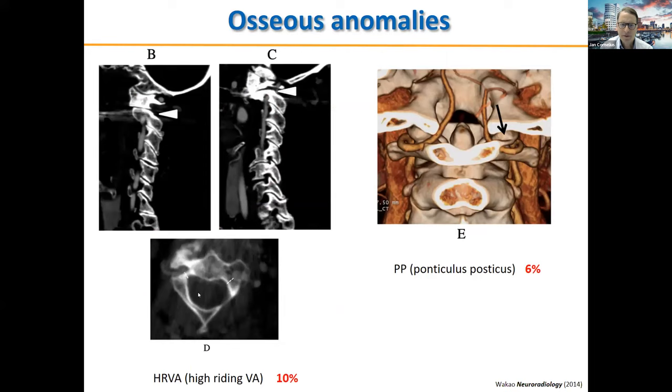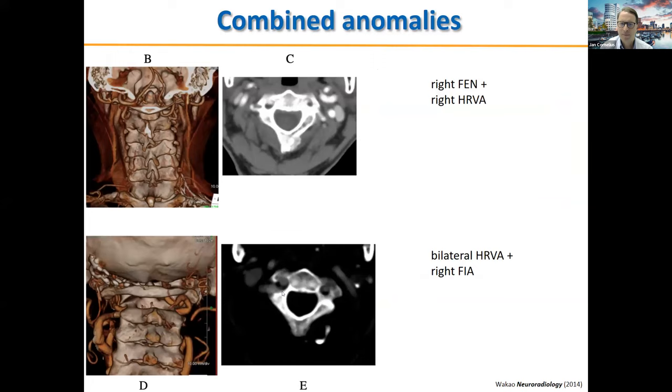Then you might have osseous anomalies, like here, you might have a high riding vertebral artery. So this is a very shallow pedicle here of the C2 vertebra. So this is something that you have to be aware of. So it's very important to do a meticulous analysis of the preoperative CT and CTA. And of course, you can have a combination of osseous and vascular anomalies.